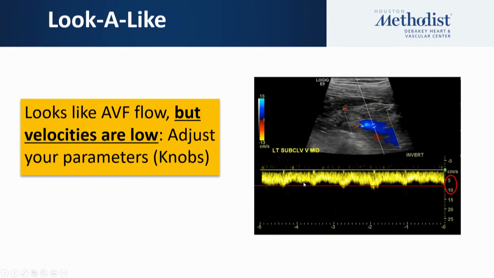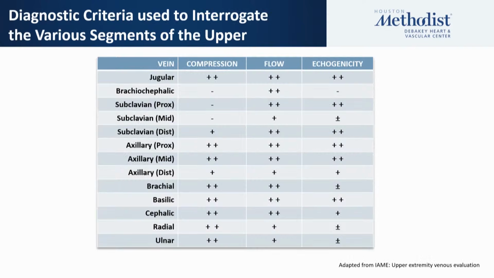Now, here's another example. This is an example where the flow appears arterial in nature, but look at the velocities. The velocities are low. They're between 5 and 10 centimeters per second. So all we need to do here is adjust our knobs to get a better-appearing venous waveform, but this is not an arteriovenous fistula, even though it has this kind of pulsatility. The velocities are very low, and there's no spectral broadening or turbulent flow.